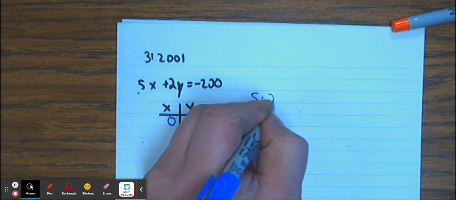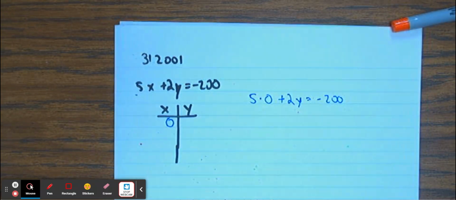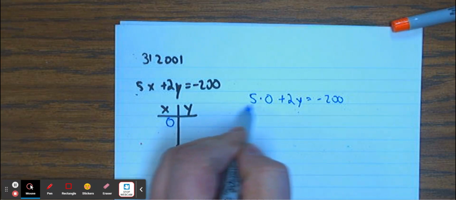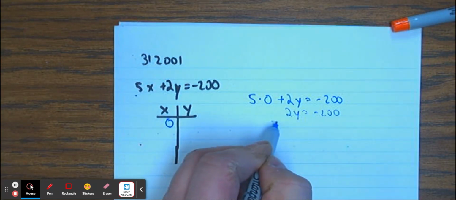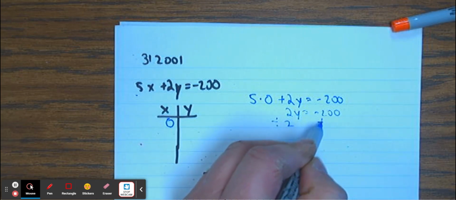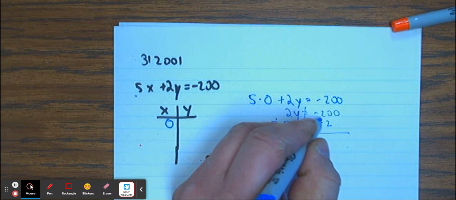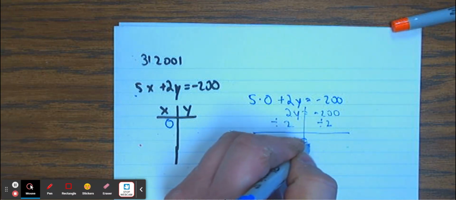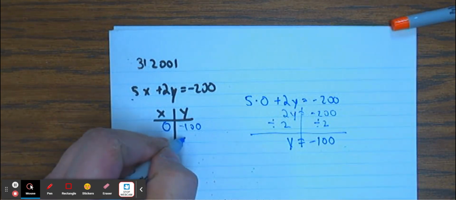So I do 5 times 0 plus 2y equals negative 200. Okay, well, that right there is 0. So I have 2y equals negative 200. I'm going to divide by 2. So y equals negative 200 divided by 2 is negative 100. So that's negative 100. So now I'm going to choose 0 for y.